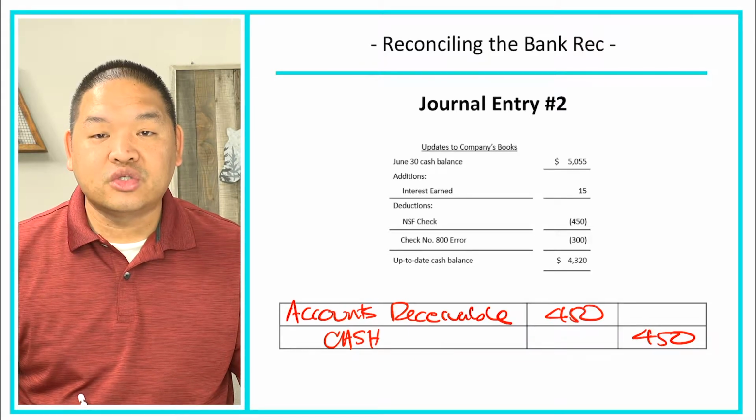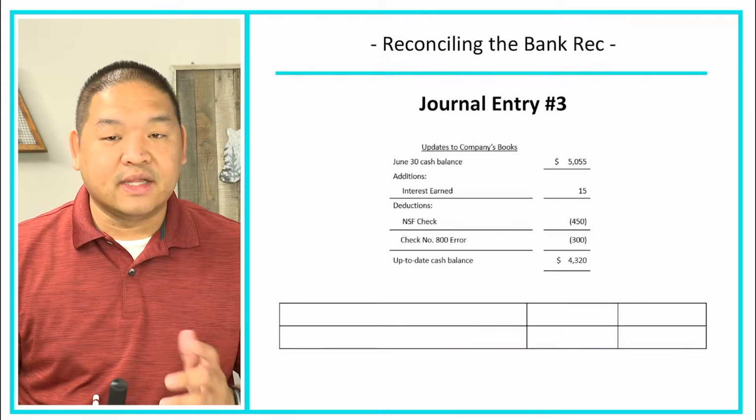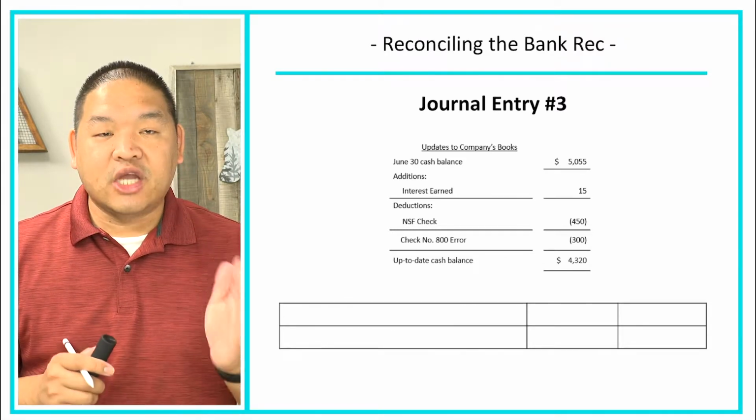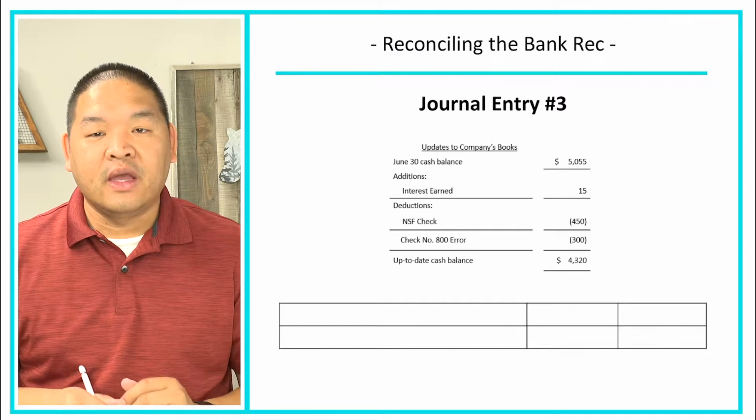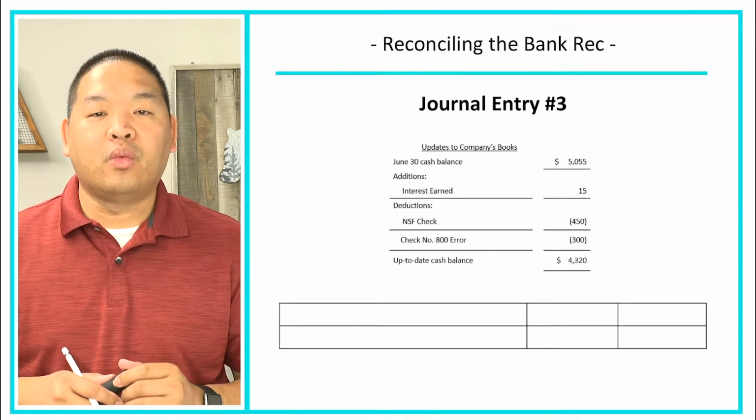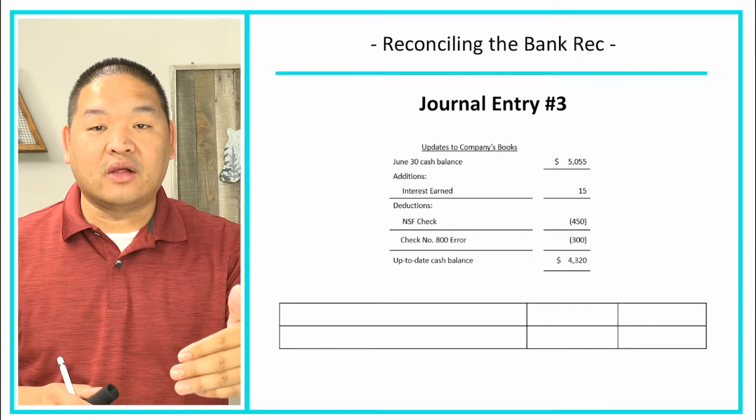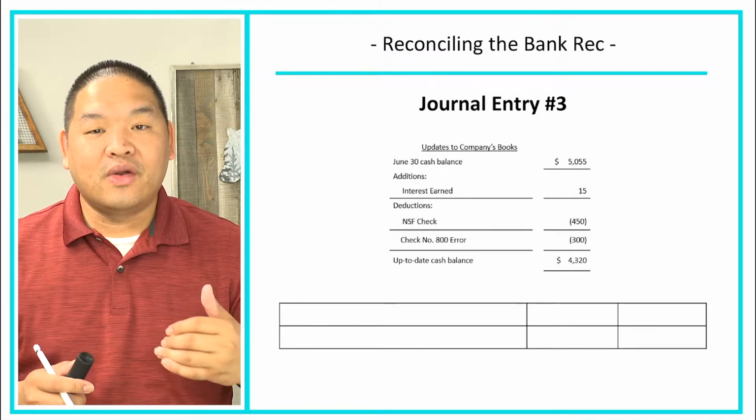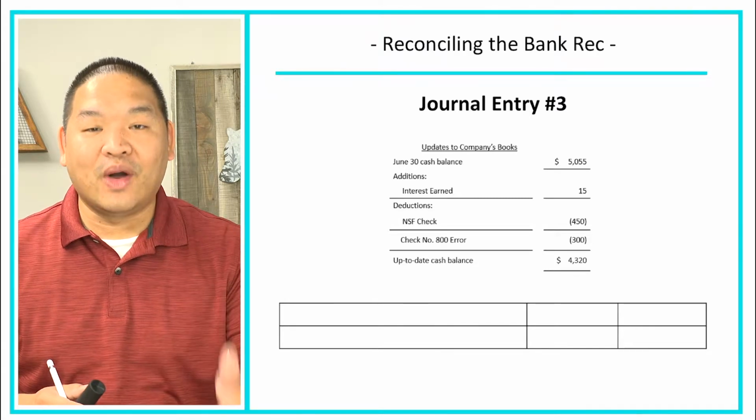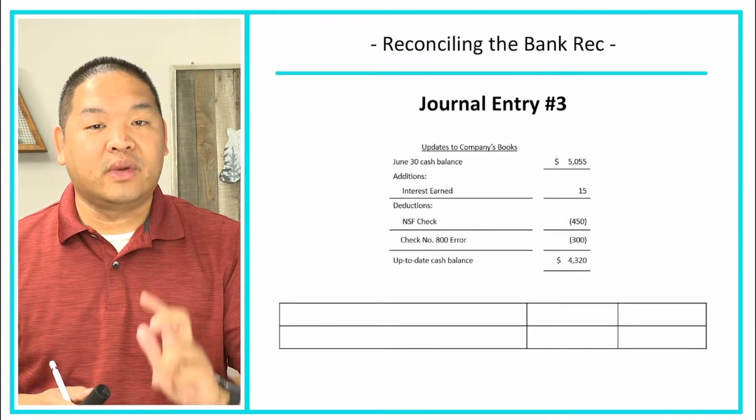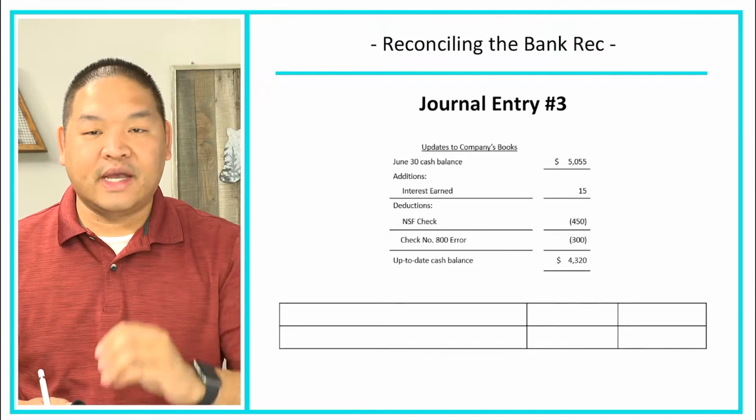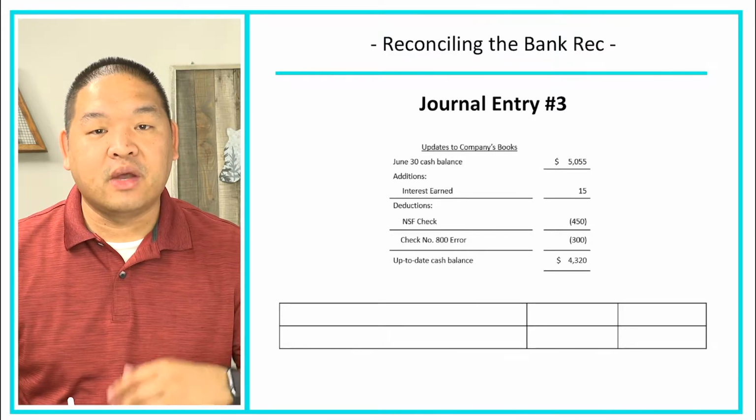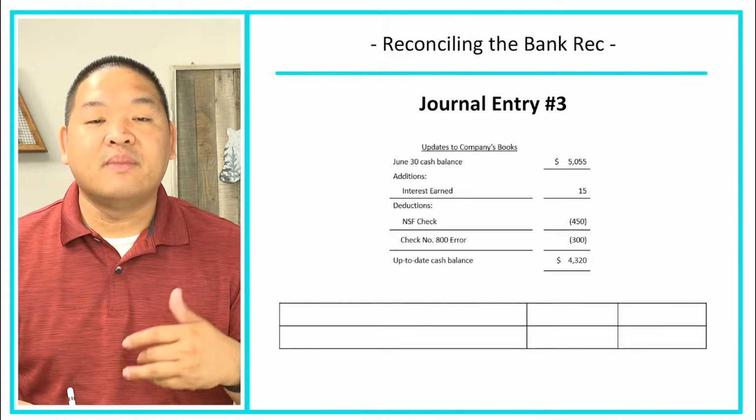All right, moving on to journal entry number 3. We're going to go to the last one here. We have a check error. Check 800 error, and this error shows that we wrote a check for $800, but it cleared the bank for $1,000. So we probably wrote it for $1,100, but in reality, we only put it in our books as $800 for whatever reason. So we need to reduce our cash balance, and we know that we're going to reduce our cash balance by doing what?